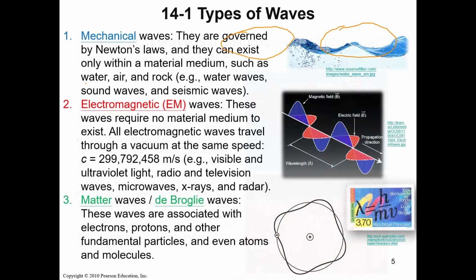Okay, and we can talk about different types of waves, categorized by their different nature. So for example, there are mechanical waves. Mechanical waves are governed by Newton's laws, and they can exist only within a material medium, such as water, air, and rock. So if water moves in a wave, there's a disturbance in water, it propagates in space. This is called a water wave.